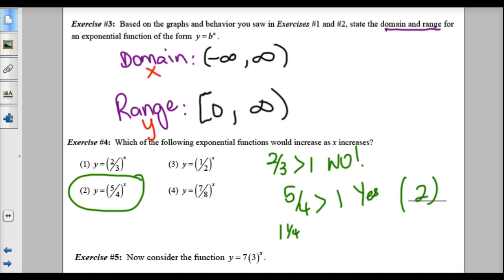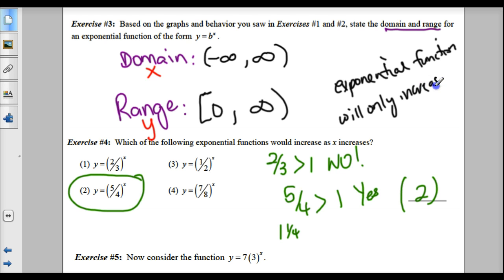Now, remember the shortcut says an exponential function will increase if the base, if you want to write it, let's write it here. Exponential function will only increase when the base is greater than 1. And then, of course, it will decrease when it's between 0 and 1.